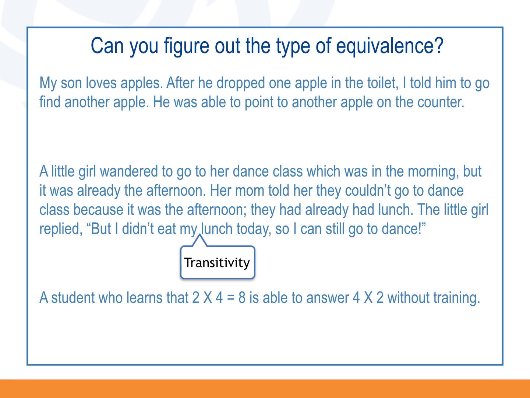That is an example of transitivity. So if A is B and B equals C, then A equals C. So dance class is in the morning. The morning is before you eat lunch. So if I didn't eat lunch, then it's dance class time.